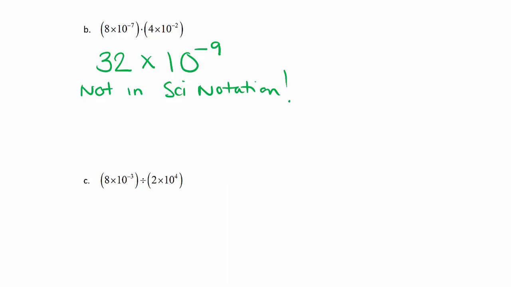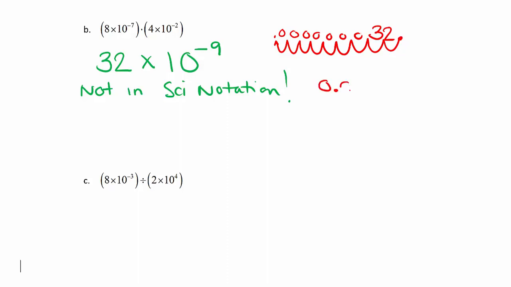In this particular problem, they want us to write this problem in both standard form and in scientific notation. So we've got the 32. In standard form, I'd have to move the decimal 9 places to the left. So I'm going to have to put in a lot of zeros there. In fact, I've got 7 zeros. 1, 2, 3, 4, 5, 6, 7, and then the 3, 2. So that's my number in standard form.